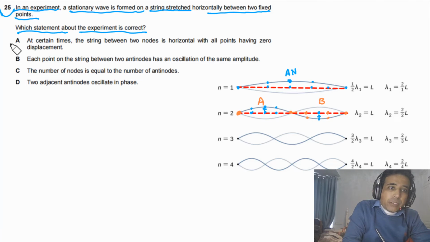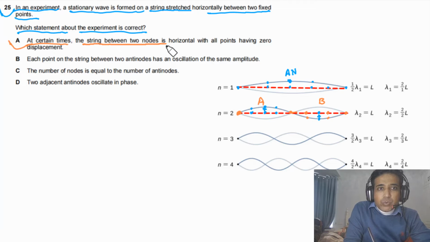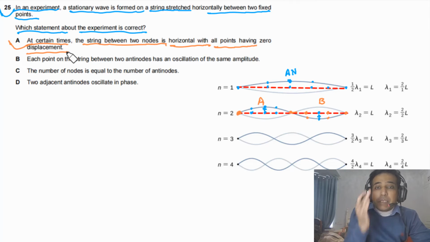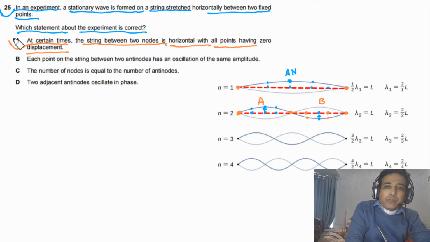If you look at option A, at certain times, the string between two nodes is horizontal with all points having zero displacement. Yes, this is true. We have discussed between two consecutive nodes, at one time, all the particles are just lying on this straight horizontal line. So it means option A is true.